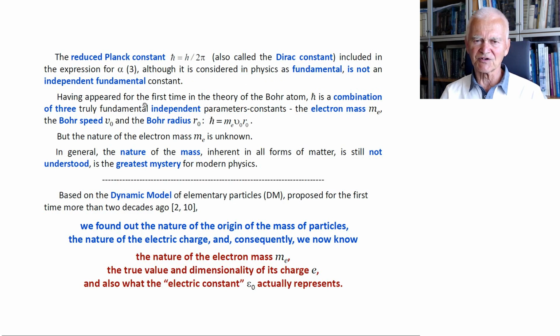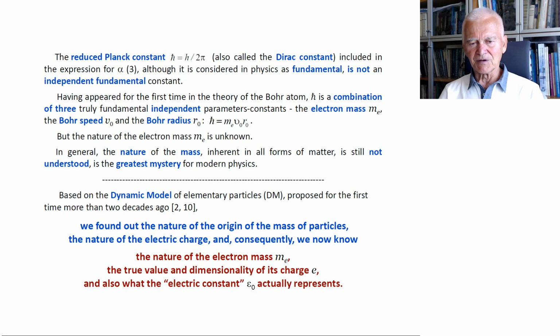Having appeared for the first time in the theory of the Bohr atom, h bar is a combination of three truly fundamental independent constants: the electron mass me, the Bohr speed v0, and the Bohr radius r0. But the nature of the electron mass me is unknown. In general, the nature of mass inherent in all forms of matter is still not understood. It is the greatest mystery for modern physics.